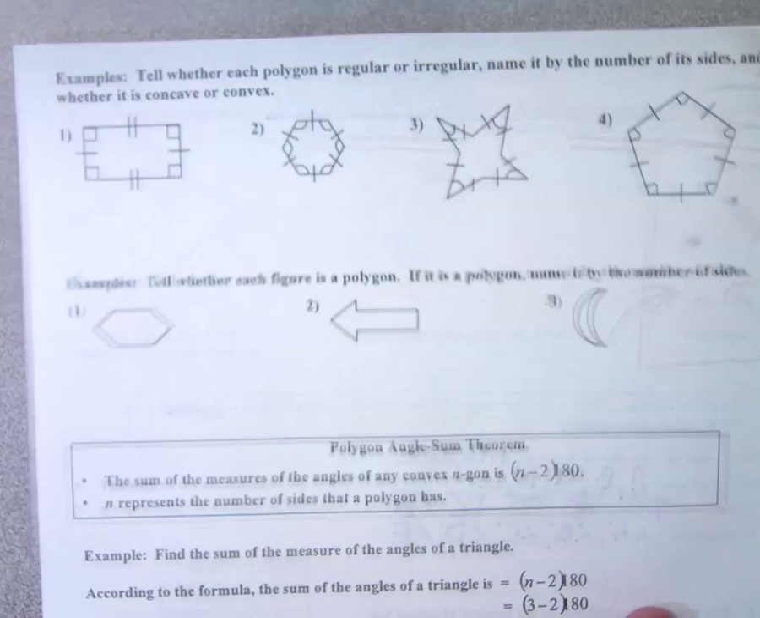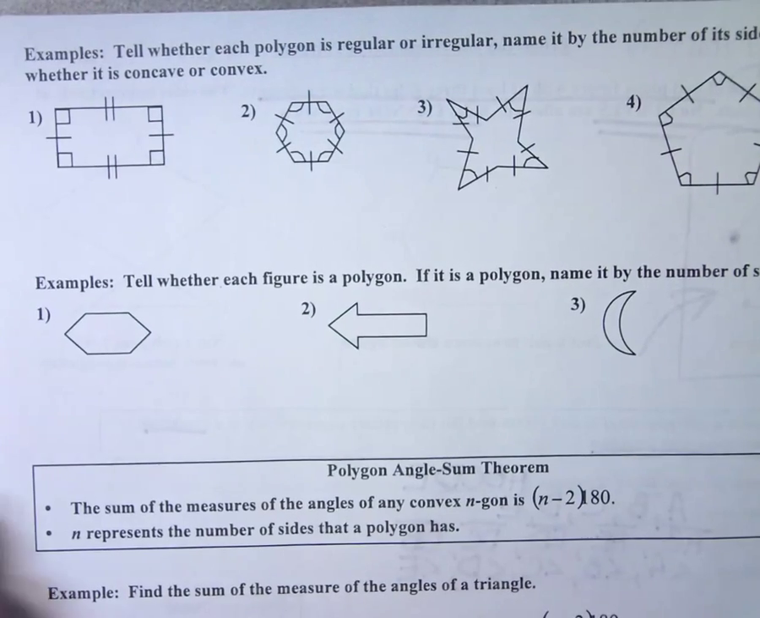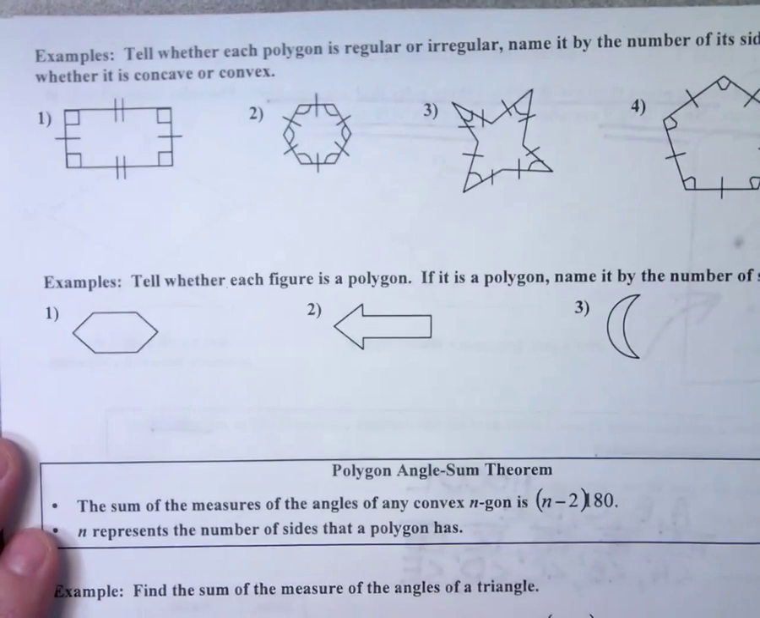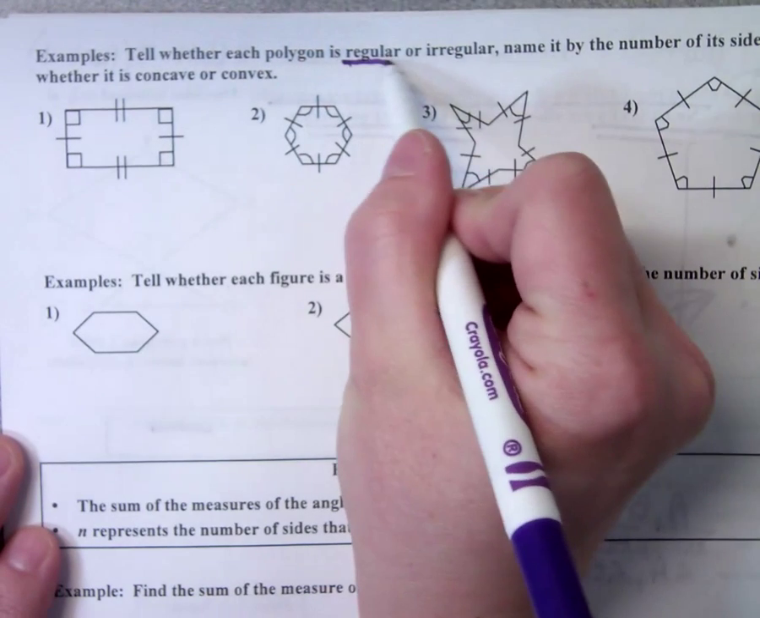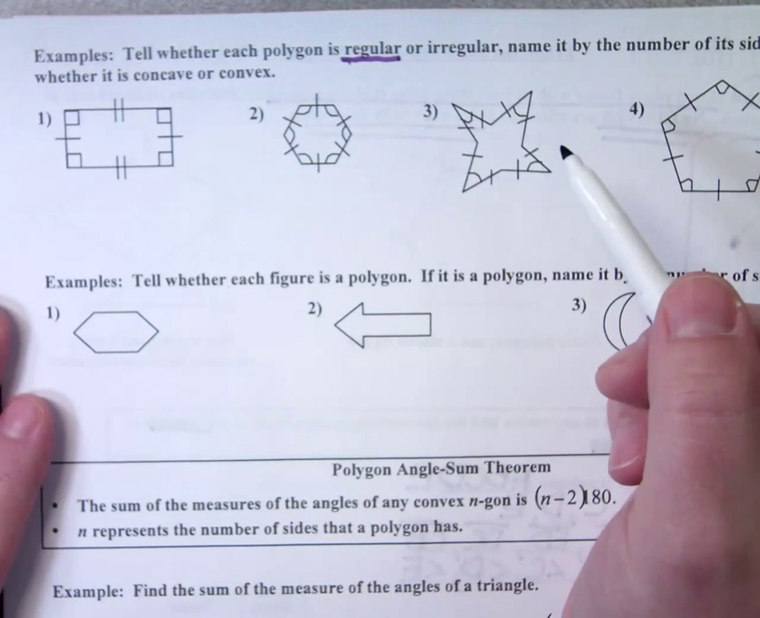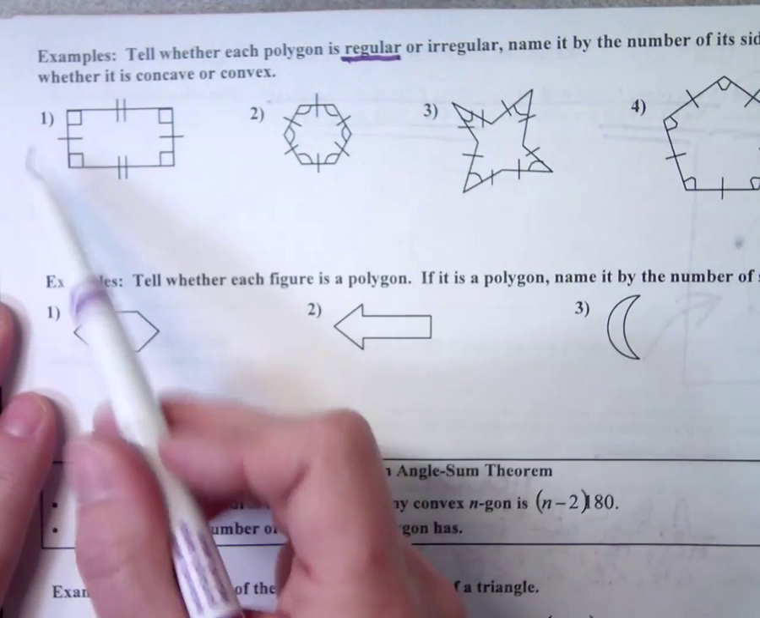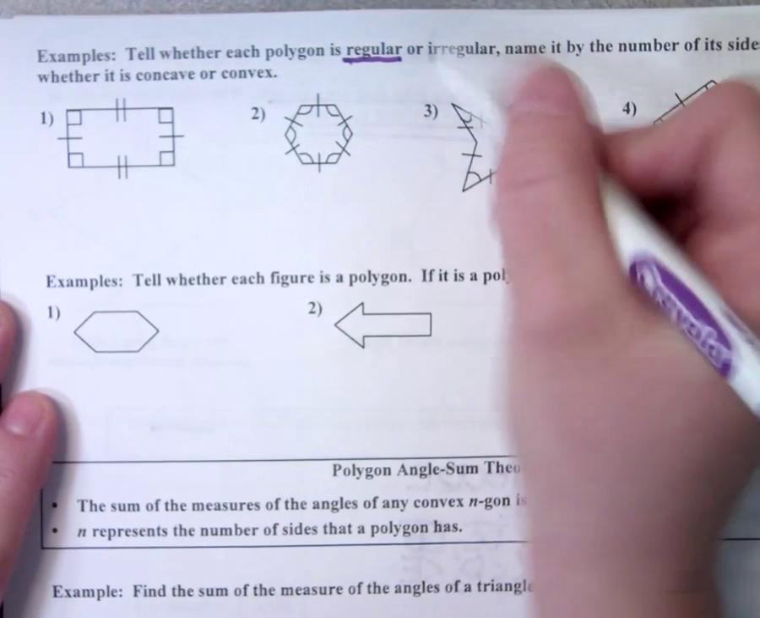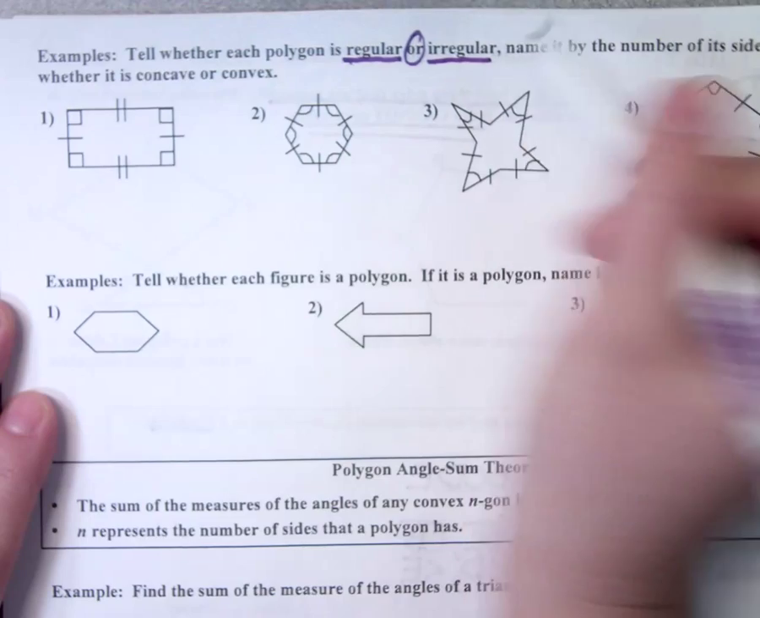Okay, number 1 here. I want to decide if the polygon is regular or irregular. And regular means that all sides are the same length and all angles are the same measure. Let's do that part first. What do you think about number 1? Is it regular or irregular?